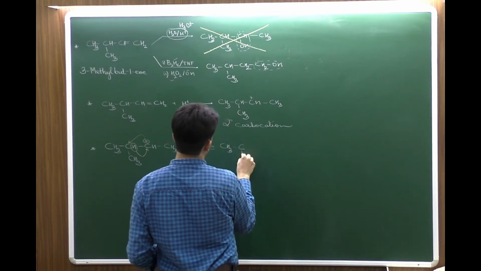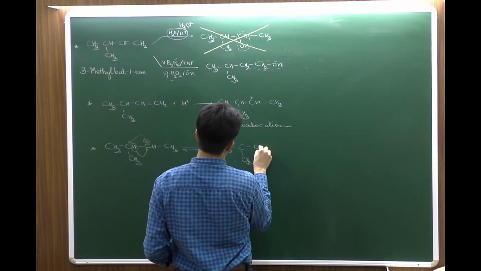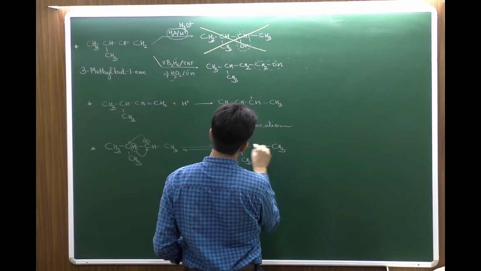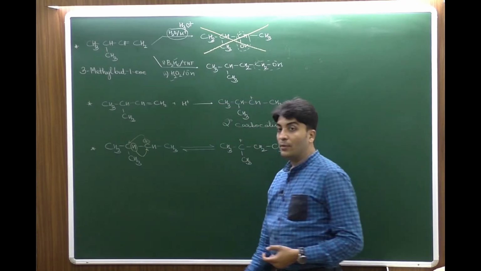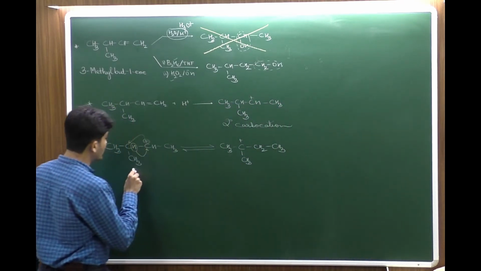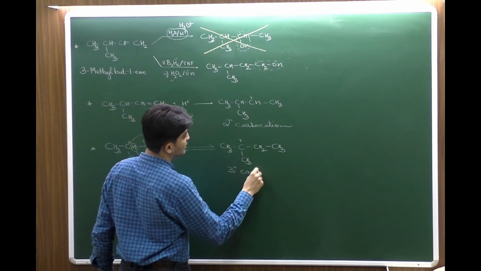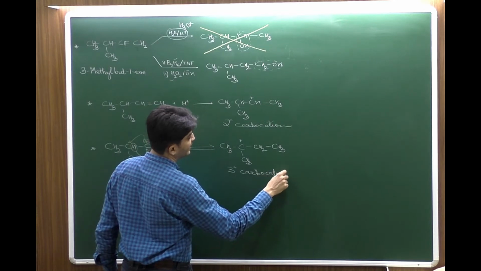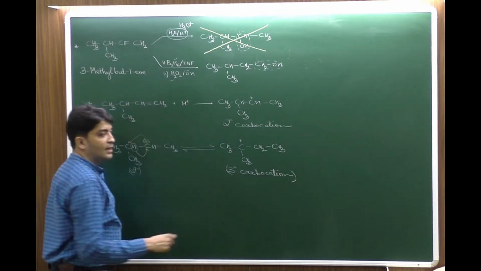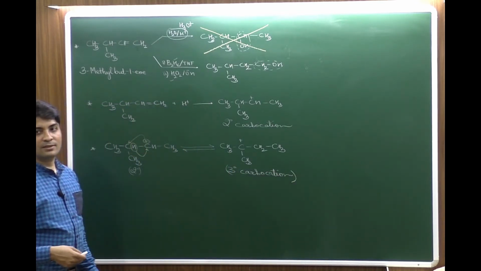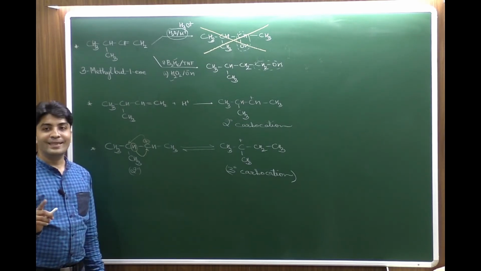it gives you CH3, CCH3, CH2, CH3 with a plus here, meaning the secondary carbocation has been upgraded to a tertiary carbocation, meaning it has become more stable, and kinetically the reaction rate and the yield will also increase.